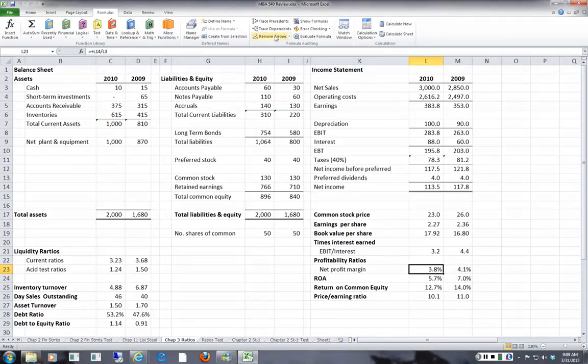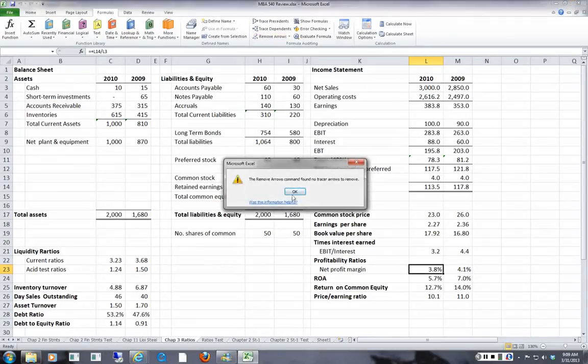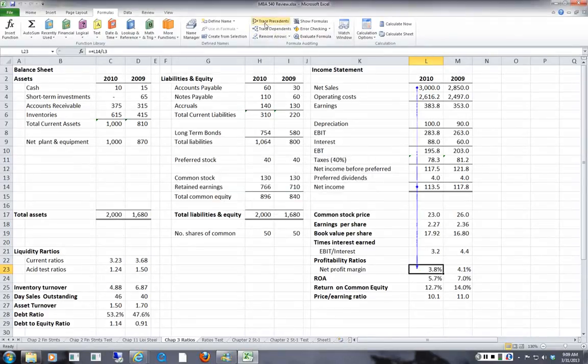Net profit margin. Well, I've done something wrong here. Net profit margin takes net income of $113.50 and divides that by the net sales. It's 3.8%, which is not very good. The next one is return on assets. Well, that takes the $113.50 and divides that by the total assets of $2,000, so that's 5.7%.